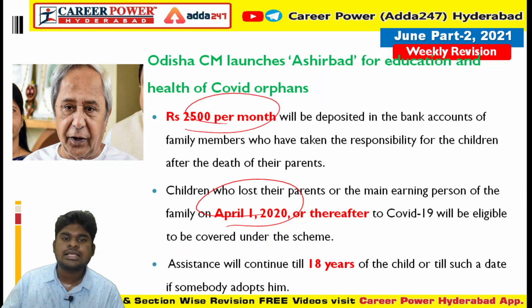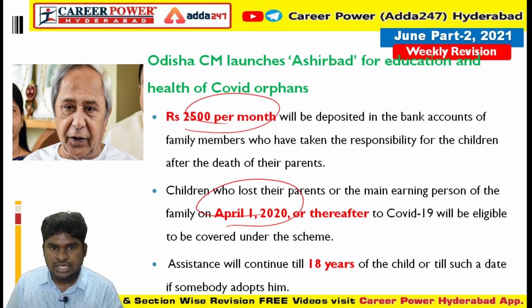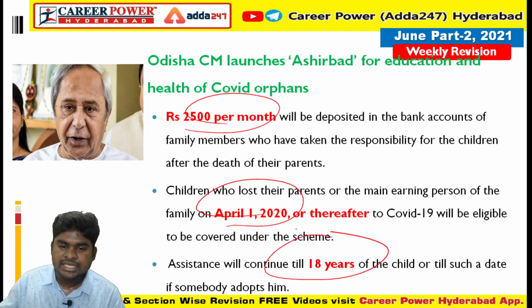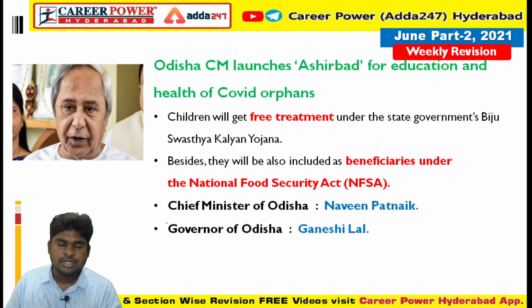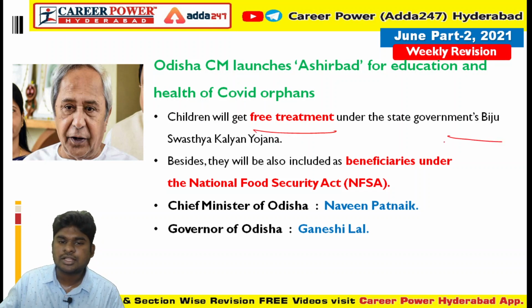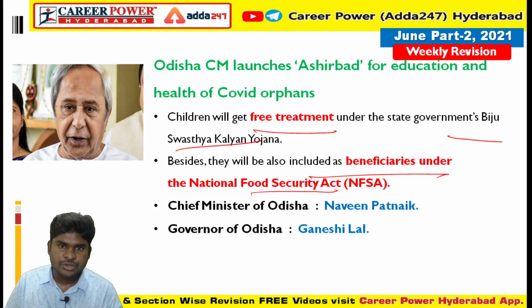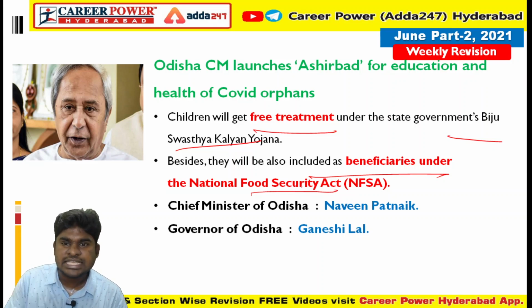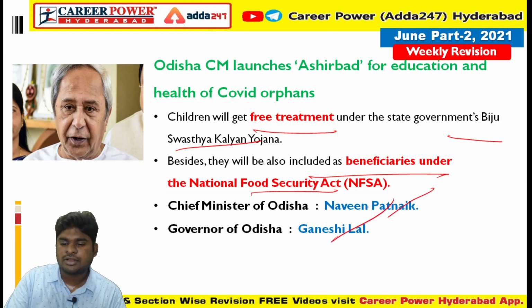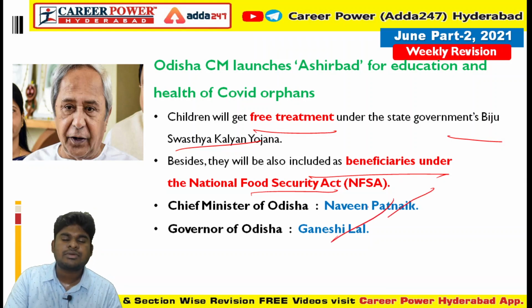As a part of this scheme, every month they will be provided rupees 2,500 per month in their deposits, up to 18 years of age or till someone adopts them. They will also be provided free treatment under the Biju Swasth Kalyan Yojana. They will be regarded as beneficiaries of the Food Security Act and provided food grains at subsidized price. They will be provided free education. So these are all the benefits of the scheme Ashirbad. Also remember, the Chief Minister of Odisha, Naveen Patnaik, and the Governor of Odisha, Ganeshi Lal. So please remember these points.